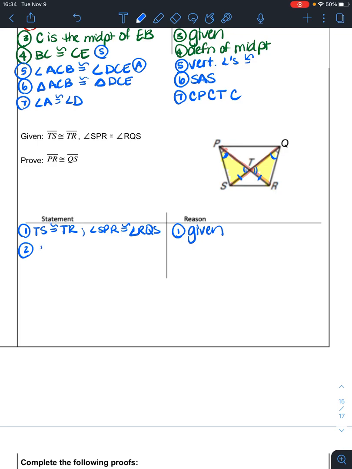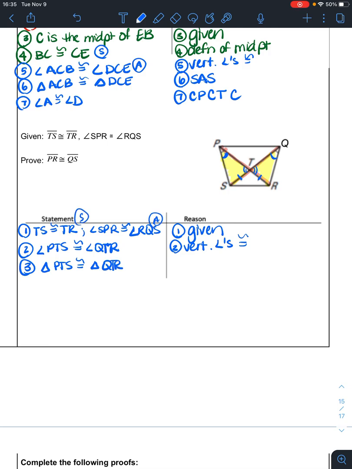Well, what I know is I know that angle PTS is congruent to angle QTR. And I know that because vertical angles are always congruent. So what I can say is that triangle PTS is congruent to triangle QTR.